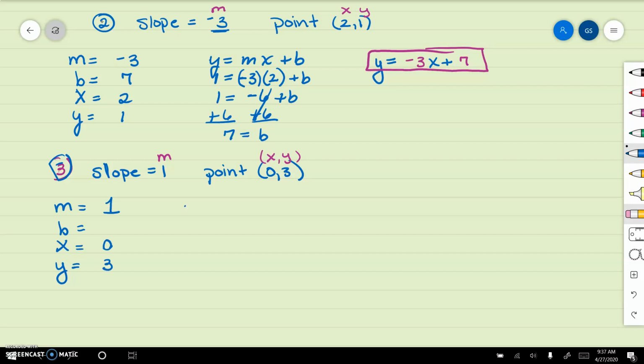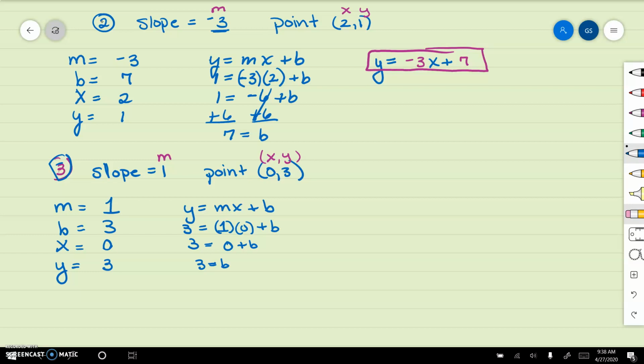All right, so now we write y equals mx plus b, and we fill in for m, which is 1. The x is 0. Y is 3. So 3 equals 1 times 0 plus b. Well, what's 1 times 0? Anything times 0 is 0. So that's 0 plus b equals 3. Okay, you know what this means? 3 equals b, or b equals 3.